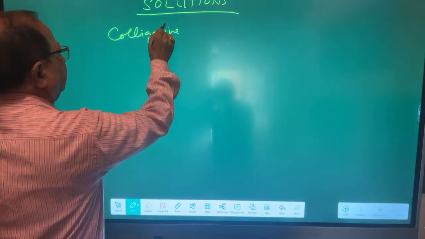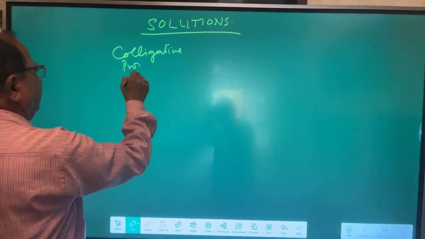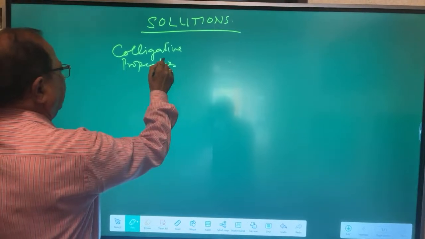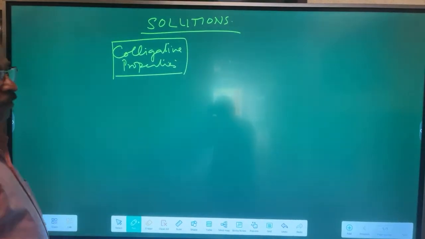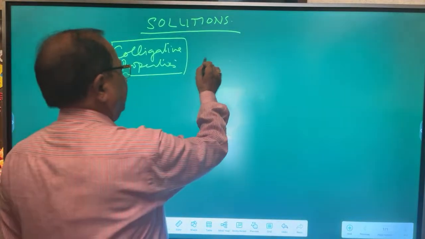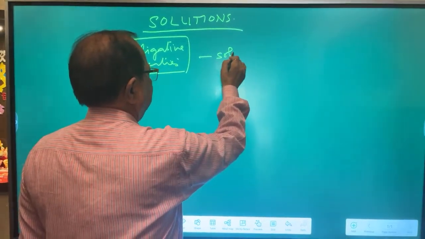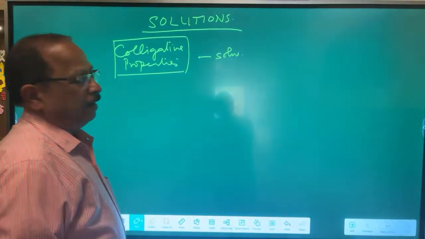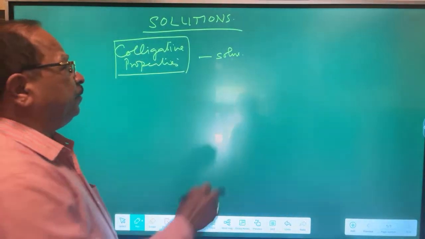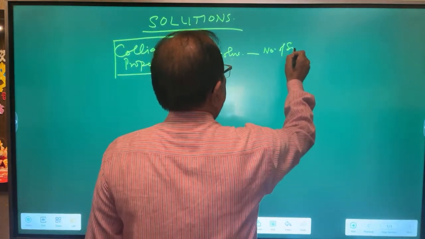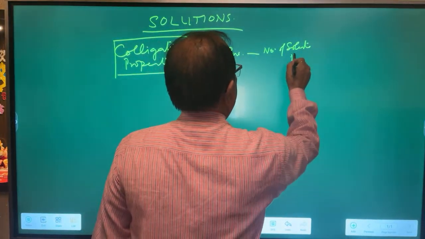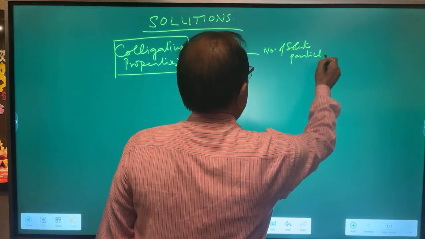This is the most important part, qualitative properties. Okay. Now, what are qualitative properties? Qualitative properties are properties of solutions, and these properties depend upon the number of solute particles. What does it mean?